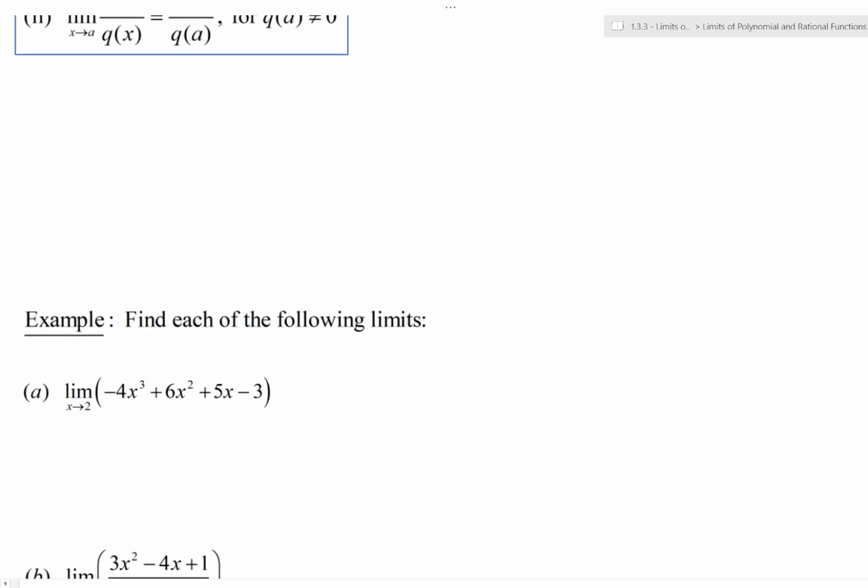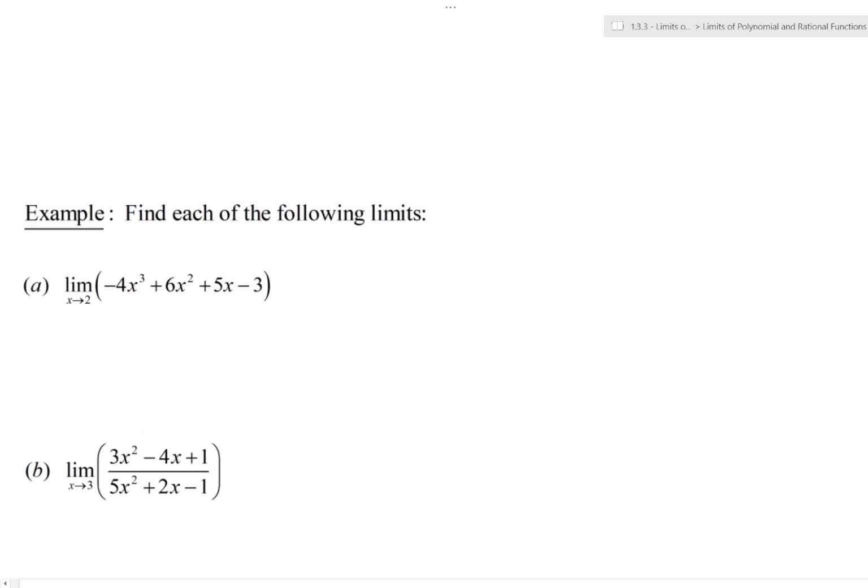So to wrap this short video up, we're just going to look at a couple of examples. Find these limits. Look at the first one in part A. Limit as x goes to 2 of negative 4x cubed plus 6x squared plus 5x minus 3. We're just taking the limit as x goes to 2 of a cubic polynomial function. So all we're going to do is literally plug in 2 for all the x values. We get negative 4 times 2 cubed plus 6 times 2 squared plus 5 times 2 minus 3. So we're just going to evaluate this.